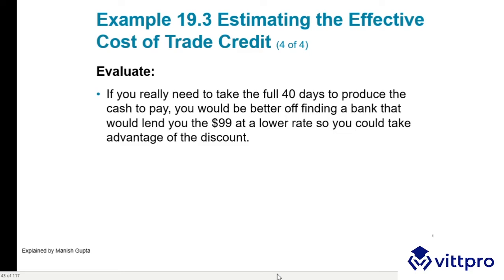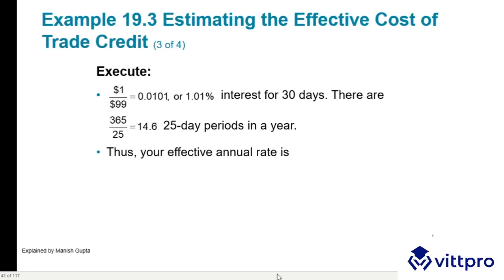So basically what the meaning of this is, if you really need to take the full credit, you need to make sure that you are able to earn 15%. Otherwise, no, you don't need to take the advantage, right? So if you are able to borrow at lower than 15% from the bank, then what you should do? You should borrow money and pay $99, because the annual interest rate you are paying is 15.8% to your supplier.